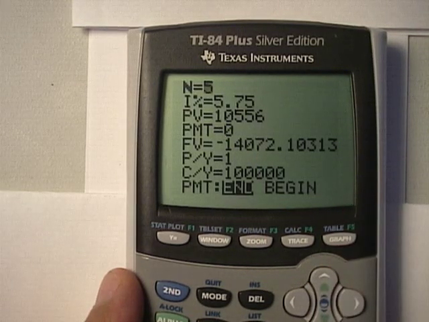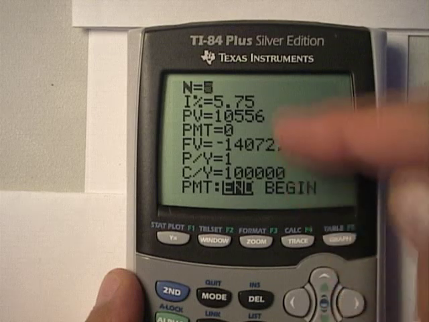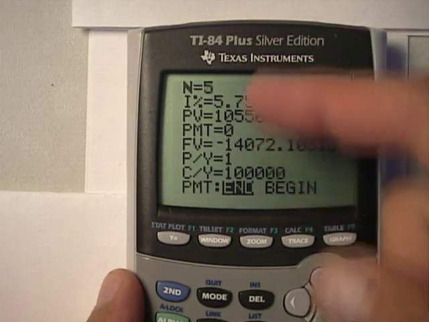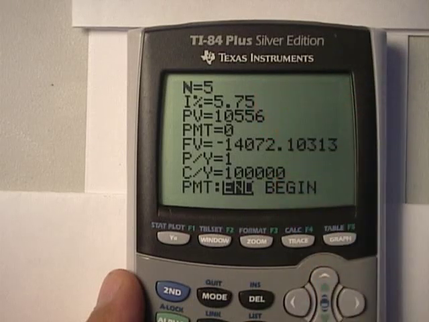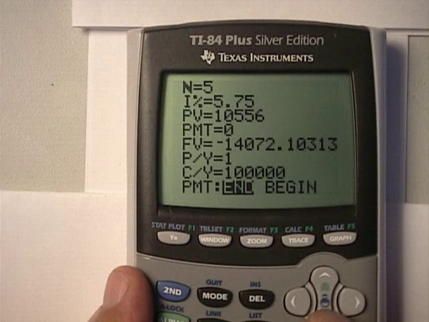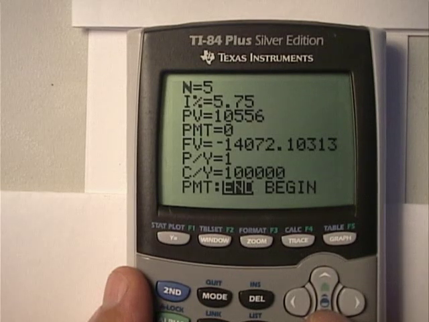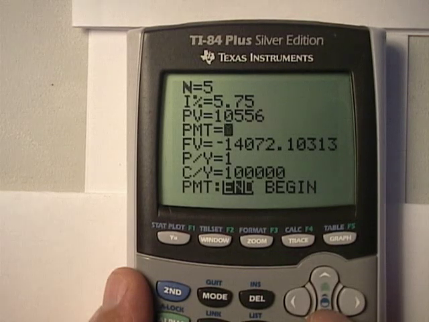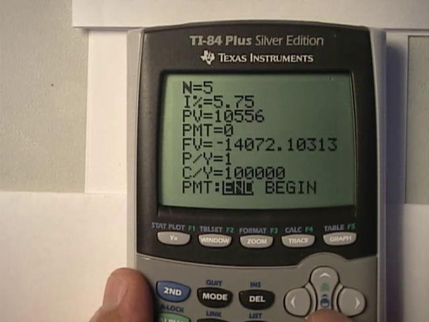Okay, so let's notice a few things here. N is going to refer to the time. It may actually be the actual time or the number of periods, depending upon how you set this thing up. I is the percentage. Here in this case, we're going to put in the actual percentage, not the decimal equivalent. PV is present value. PMT is payment. It's not going to be used in this problem. FV is the future value or the maturity value.